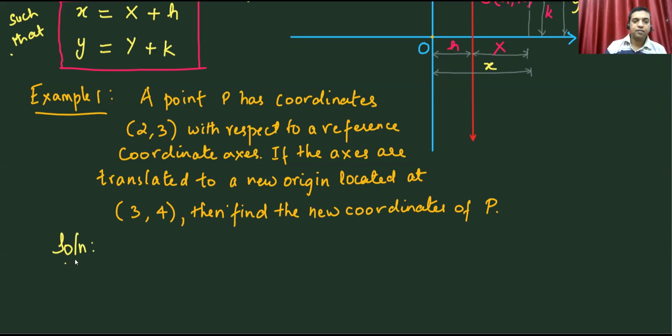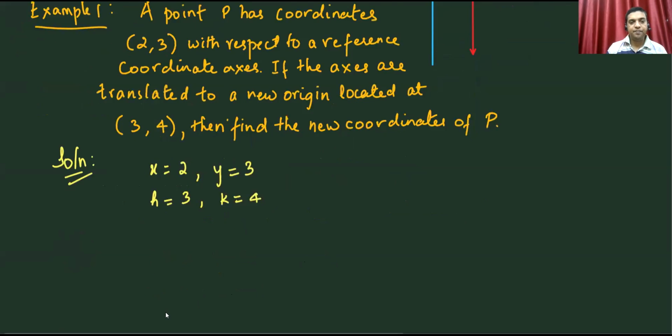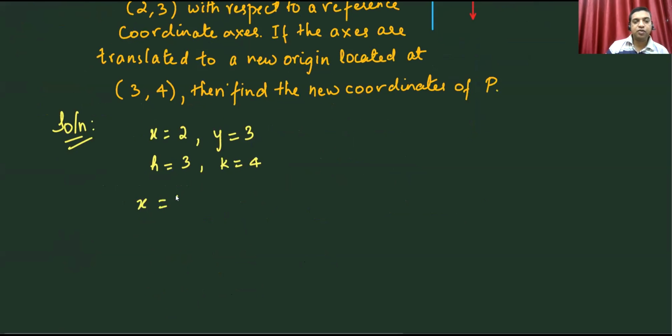So here your small x was 2 comma 3. Small x is 2, sorry. Small y is 3. New origin h equal to 3, k is equal to 4. So what is the relation? This is the relation. Small x is equal to capital X plus h. Small y is equal to capital Y plus k.